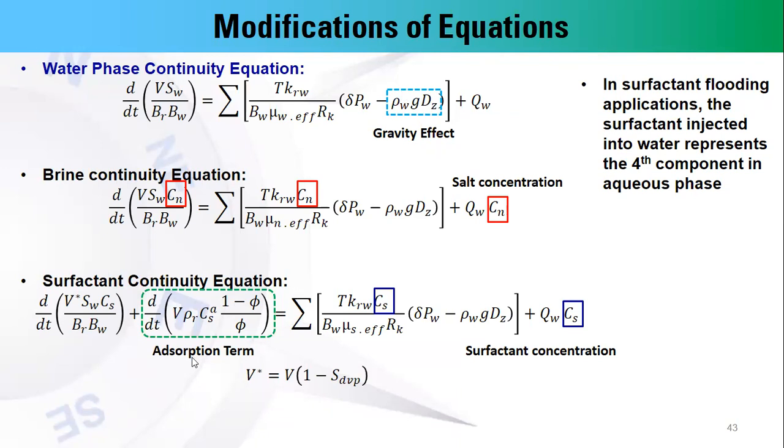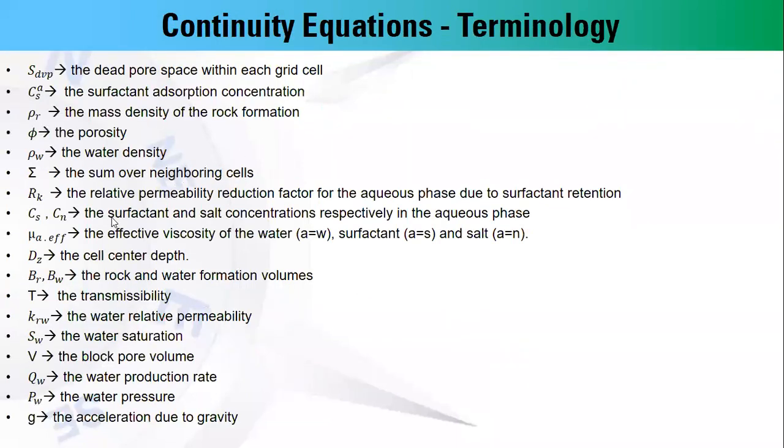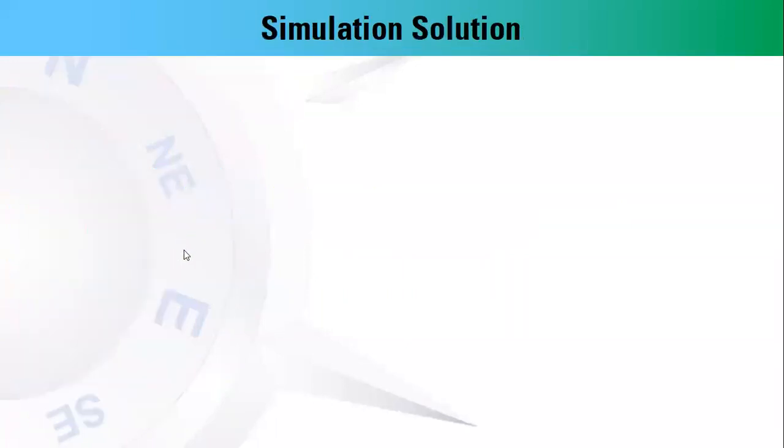This term is simply because some of the injected surfactant may be lost on the surface of pore spaces. So this term will be considered in the surfactant continuity equation. So in surfactant flooding, the surfactant will be injected into the water phase and represent an additional component in the system. So we have oil, water, gas, and surfactant. So this is the terminology of the last equation, just for your reference.